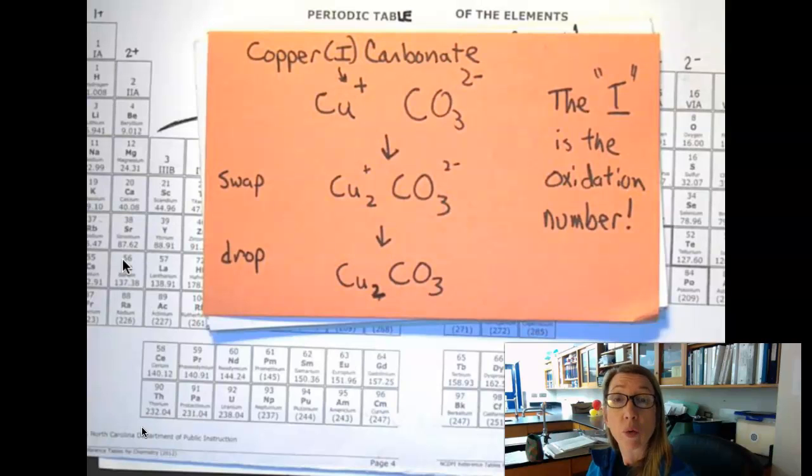So today we learned how to take the name of a compound with a transition metal, read the oxidation number of that transition metal, and do our swap and drop just like normal. The only difference is we have to make sure we realize that the Roman numeral is the oxidation number for our transition metal, not the subscript.